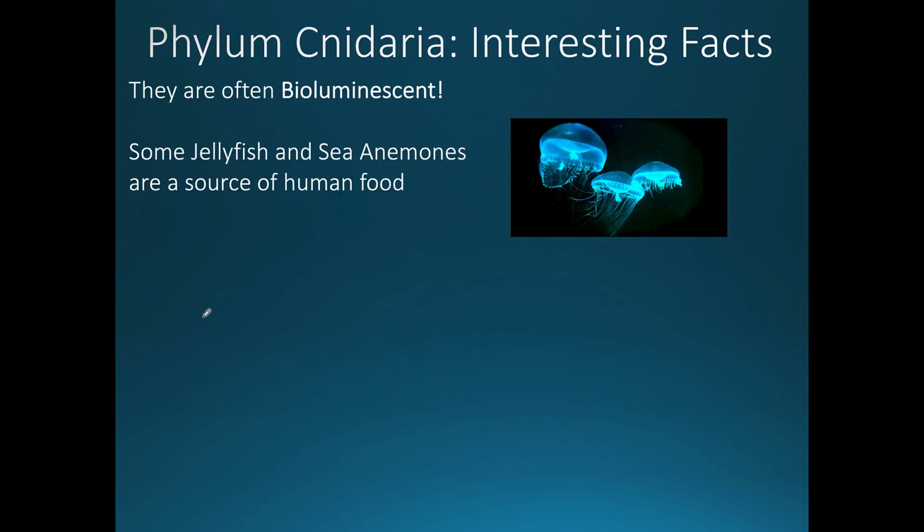Some interesting facts about the cnidarians. Some of them are bioluminescent, like we saw with the comb jellies. In addition, jellyfish and sea anemones can be used as a source of food for humans. In fact, some of these turn out to be quite a delicacy in some cultures.